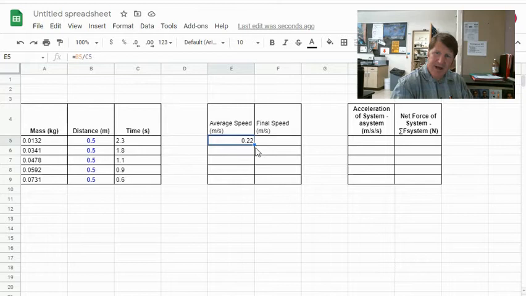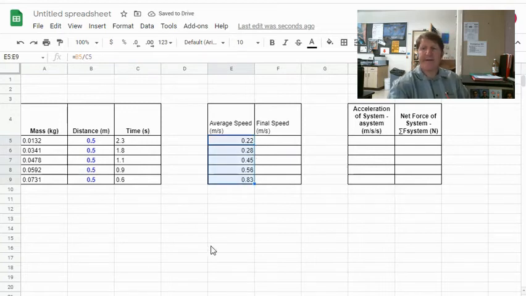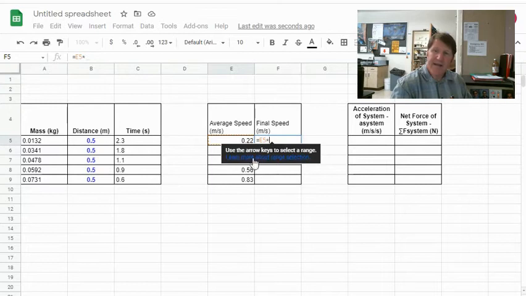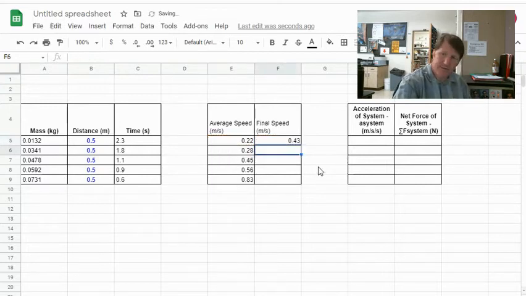I get that little box right there that I can go over. When I hover over it, it gives me the cross that I can then click and pull down, and it auto-fills it for me. Okay, so then to get my final speed, again, I'm going to click on this cell right here. I'm going to hit equals, and the final speed again is my average speed. So I'm going to click on that cell, times, so shift 8 gives me that star symbol. That's my multiplication. And then times 2. So I'm going to enter 2 and hit enter.